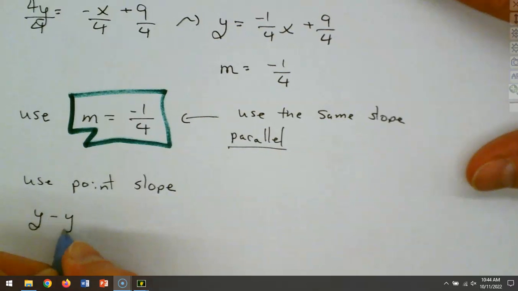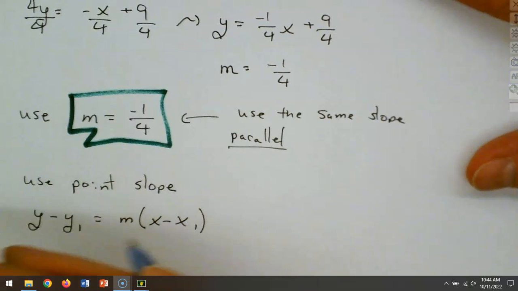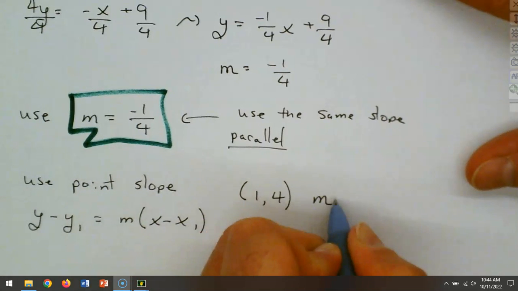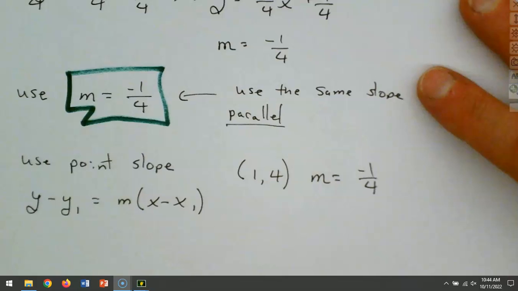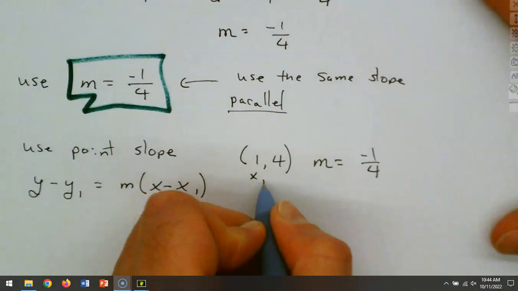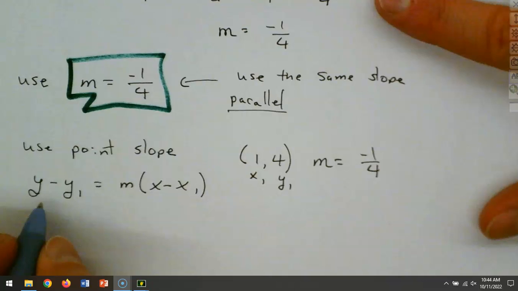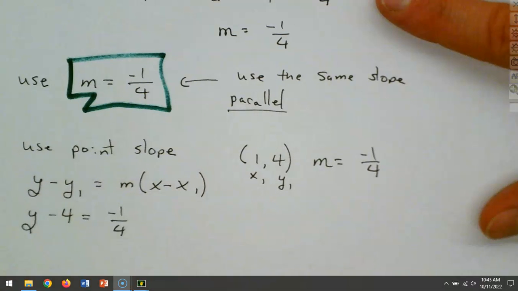Which is y minus y1 equals m times x minus your x1. And we've got that point 1, 4. And we found our slope to be a minus 1/4. x1, y1, fill in the pieces. So let's go ahead and plug this in. Y minus 4 equals minus 1/4 times x minus 1.